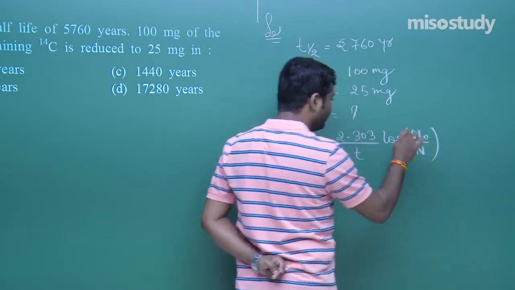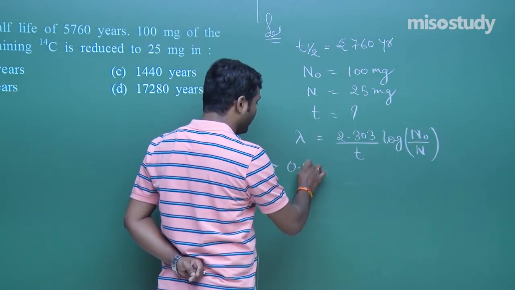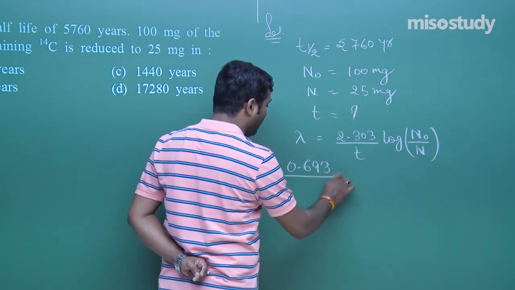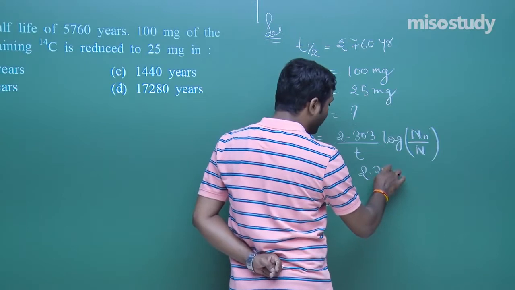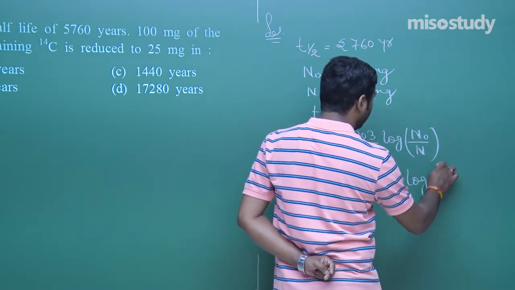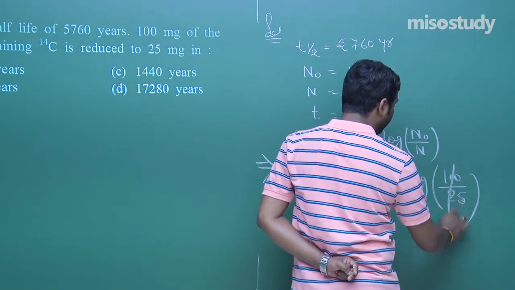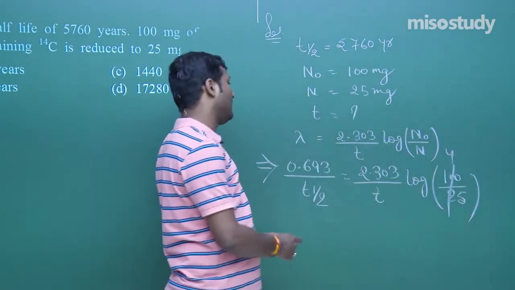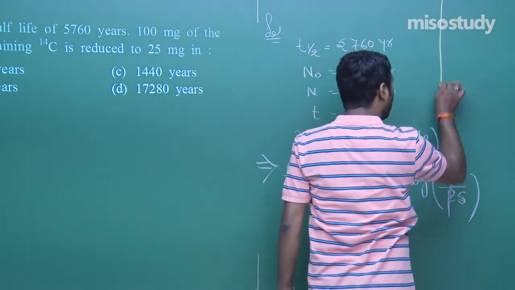This is the thing. What is lambda? We know lambda is equal to 0.693 upon T half, which is equal to 2.303 upon T log N naught over N. N naught is 100, N is 25. That will cancel each other, the 4. Clear, my friend?